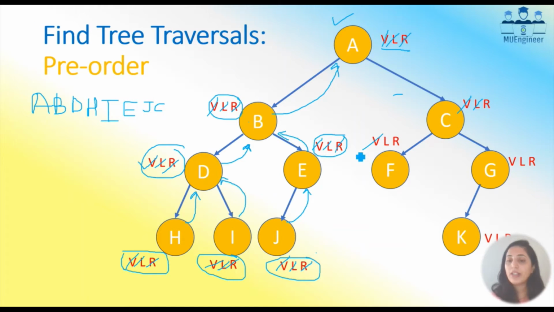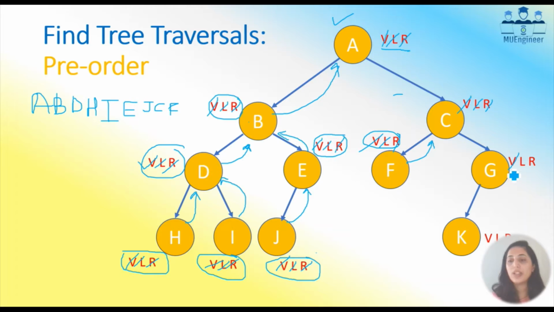At F I will visit the node, that means I'll write down F. At F, you go to the left, there is no left child, so we come back. Again, you go to right, there is no right child of F, you come back. You're done with all the operations at F, so you come back to its parent, that is C. At C, only R is remaining, so we go to the right child, that is G.